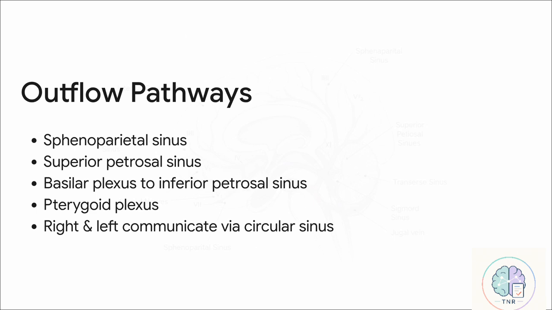Oh, and here is a massive detail to remember. The left and right cavernous sinuses communicate directly with each other through the circular sinus. They talk to each other anteriorly and posteriorly. This cross-communication is exactly why an infection or a thrombosis on one side can spread like wildfire to the other.